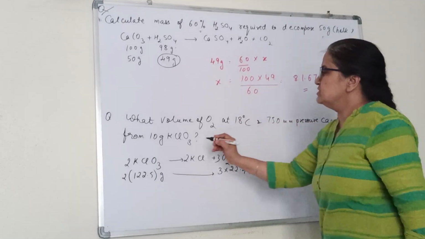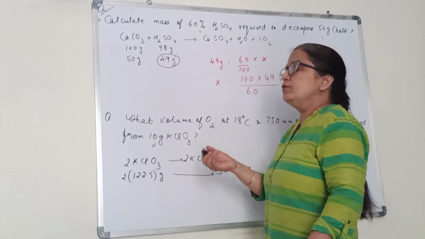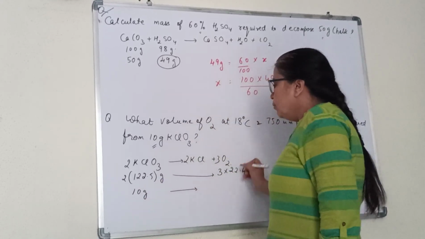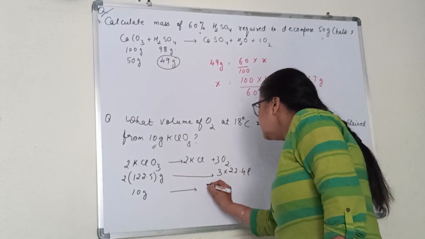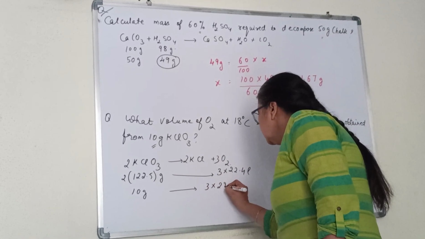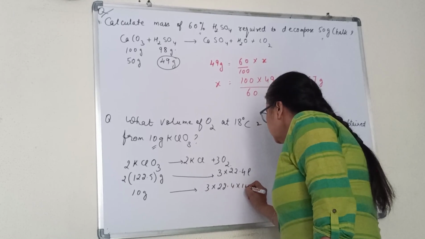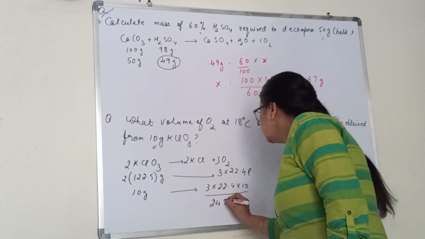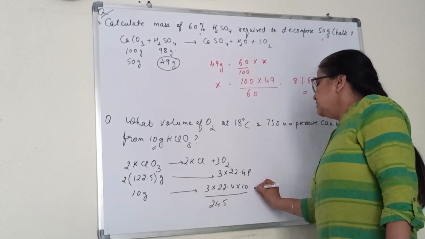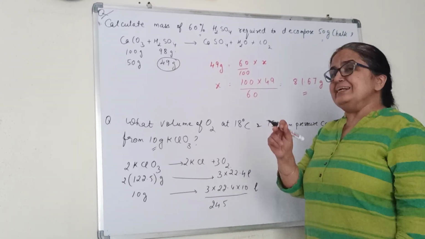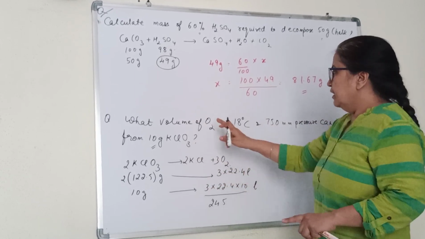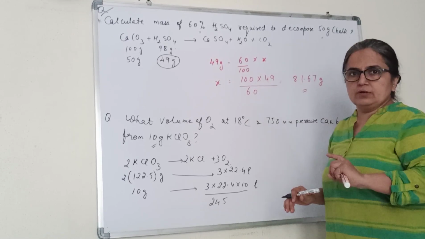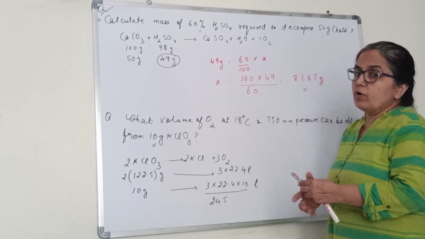What is given in the question? If 10 gram is heated, how much oxygen will be obtained? We will solve this. You will have 3 into 22.4 into 10 divided by 245. I multiply this, so you will get this much liter, and this is at STP. They are asking in the question what the volume is at this temperature and this pressure. So to convert it, what do we have to do?